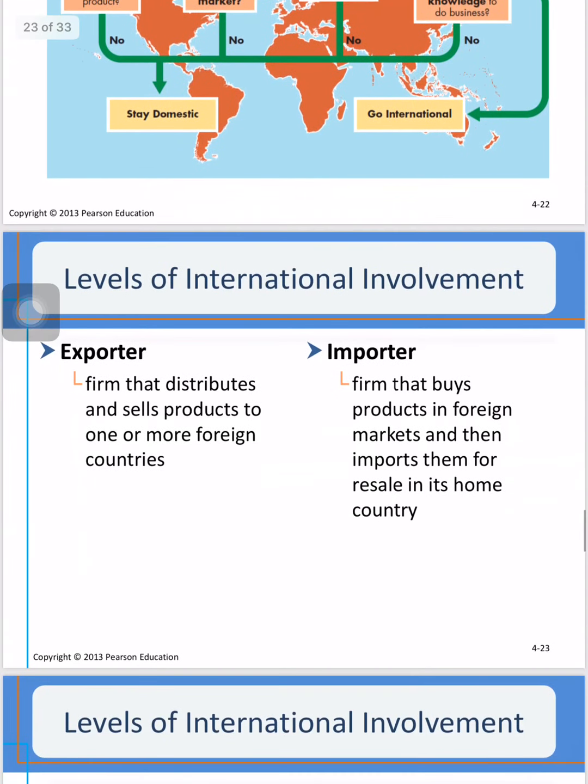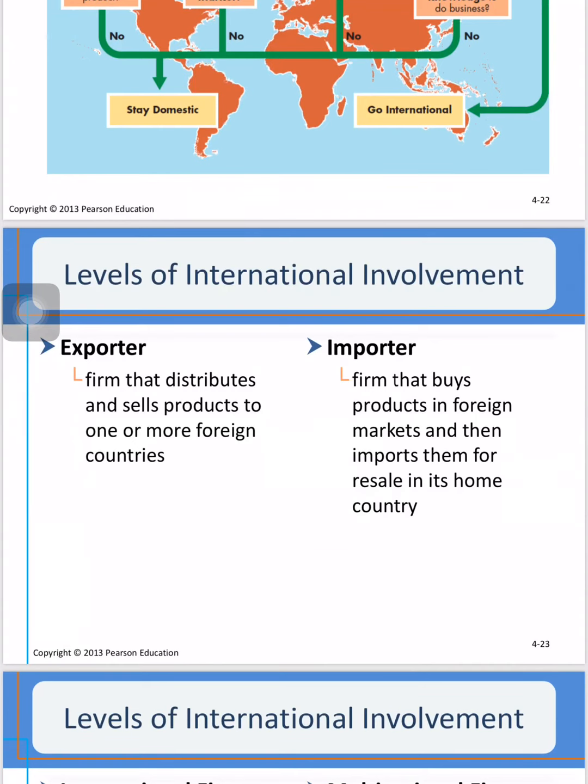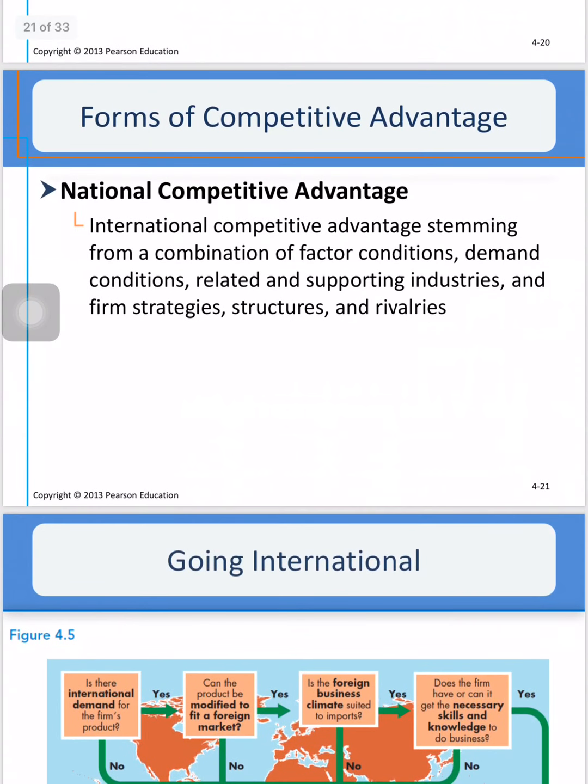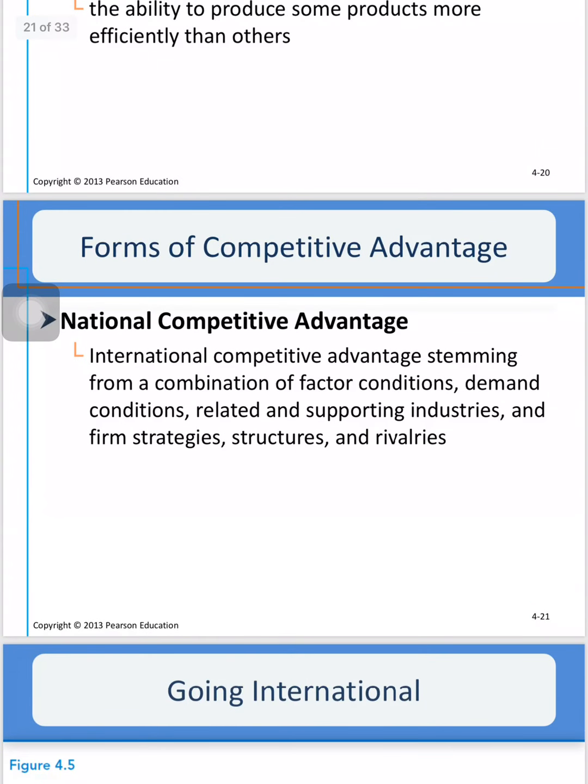Level of international involvement. Okay, this is before we go international. This is part 1, up until part 1. Part 2 is going international.